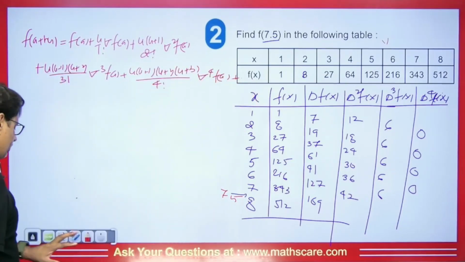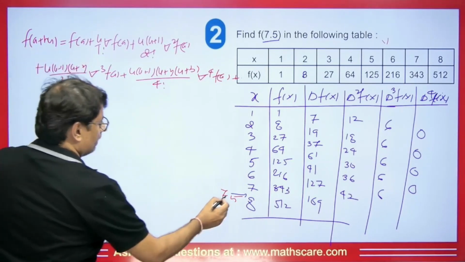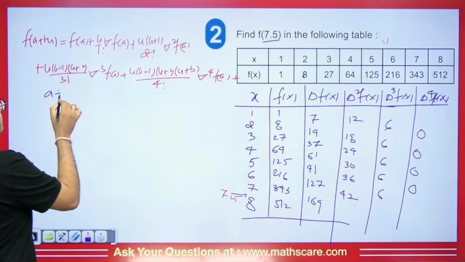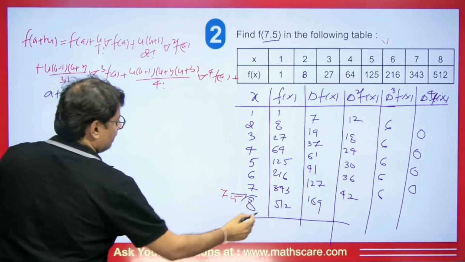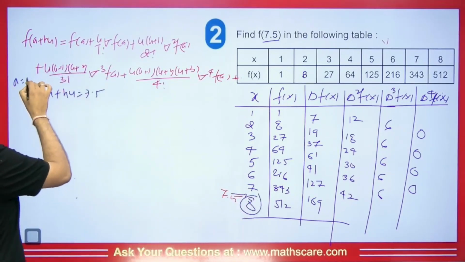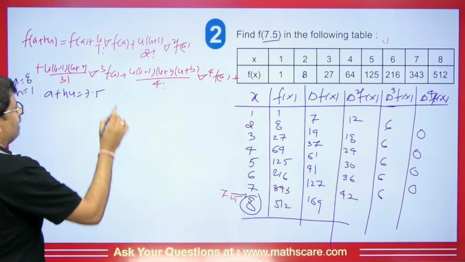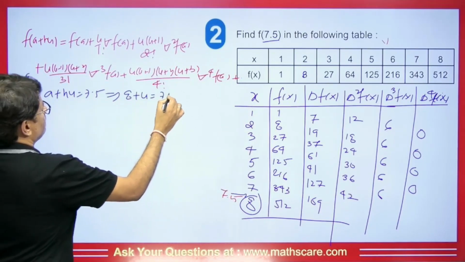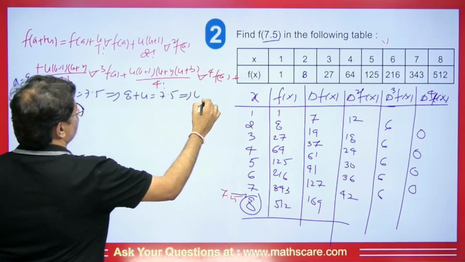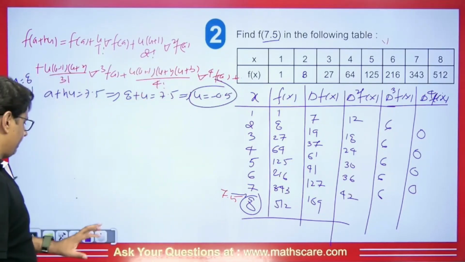You need to pay attention here. What value do we need to find? We are calculating the value of f(7.5), right? So what we get is a + hu is equal to 7.5. So the value of a here, we will just take it as base. So the value of a will be 8 and h we have here, it's coming as 1. Now, when we put this value here, it will be 8 + u is equal to 7.5. So here we get the value of u as minus 0.5. Clear?